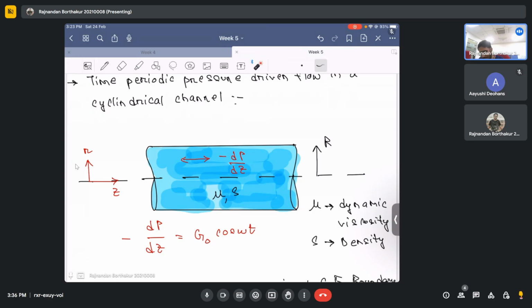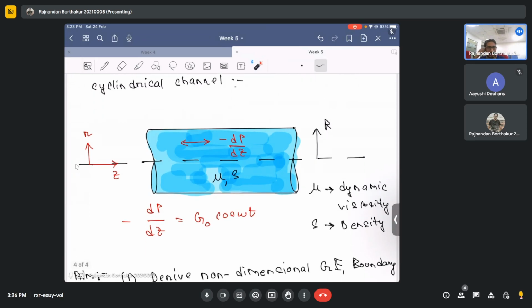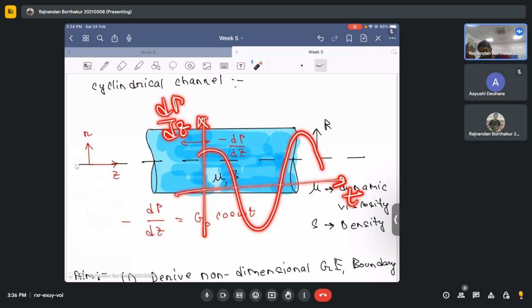However, in the earlier cases, as we saw in Hagen-Poiseuille flow, the pressure gradient is constant. However, in this case, the pressure gradient is not constant, but it is some constant multiplied by an oscillating factor of time, which is cos omega t. So since this is an oscillating pressure gradient, if I plot this pressure gradient, let's say dp by dz with time, our curve would basically be something like this.